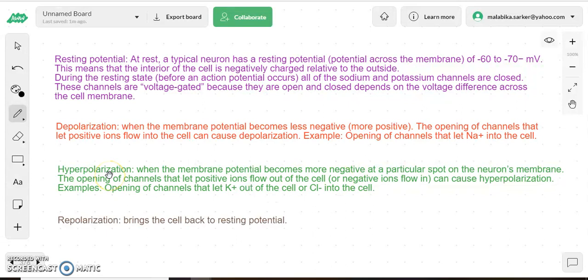That is called hyperpolarization. What is repolarization? It means between this depolarization and hyperpolarization, this stage actually occurs, the repolarization. So it brings the cell back to the resting potential.